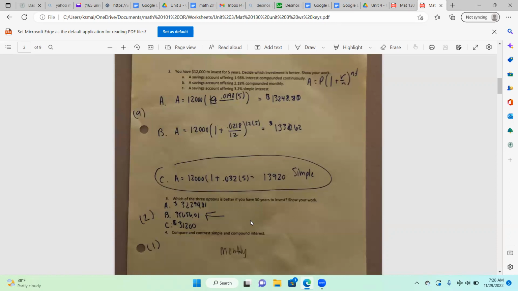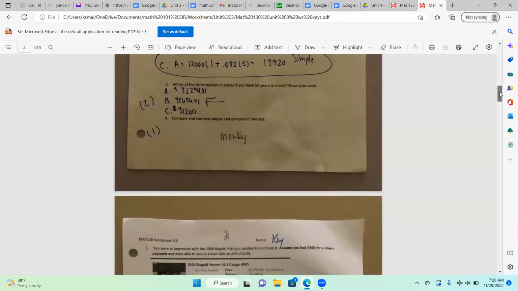Question 3 says, what if you had 50 years to invest the same money as you did in parts A, B, and C in number 2? And that would in turn, because of the benefit of time of 50 years, the letter B, compounding monthly at 2.18%, would actually yield the biggest amount of $35,656.01. And then number 4 is just asking you to compare and contrast simple and compound interest. And compound interest is going to be better over time.